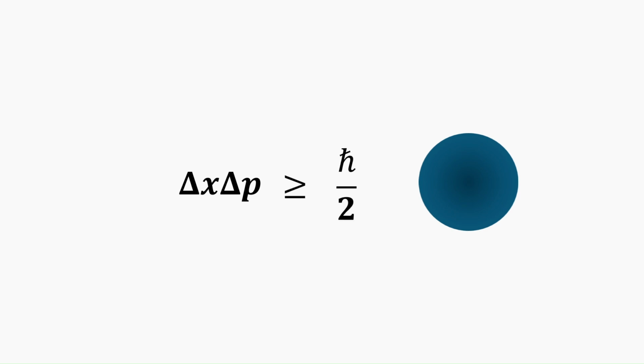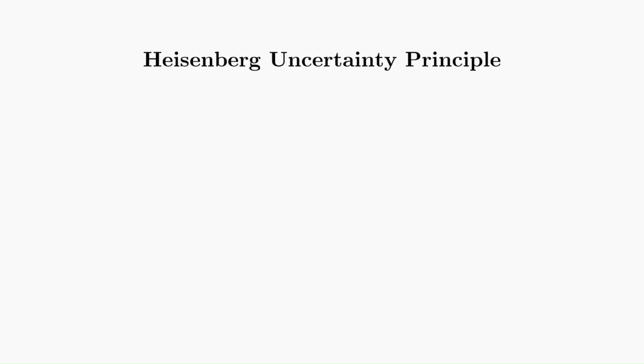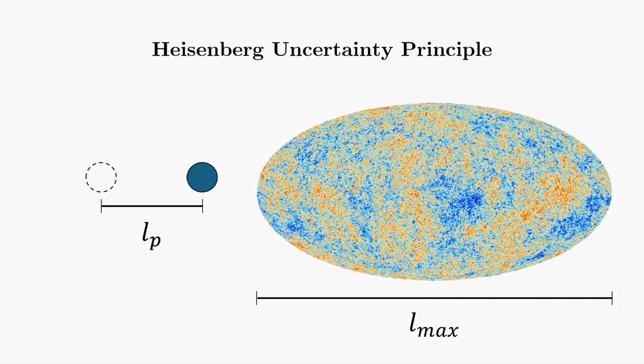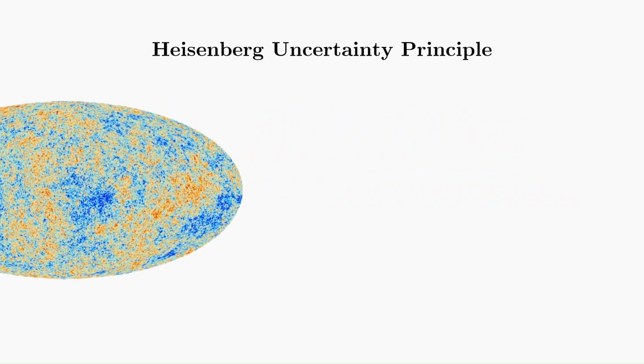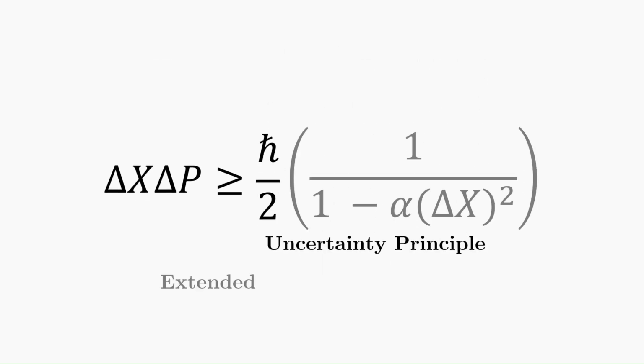This inequality is widely known as the Heisenberg uncertainty principle. However, this principle does not take the existence of a minimum measurable length Lp, where p describes the order of a Planck length. Moreover, it does not account for the possibility of a finite universe with a maximum length Lmax. Beyond the Heisenberg regime, and in the limit of the maximum length, the indeterminacy relation is then modified as this equation, which is also known as the extended uncertainty principle.